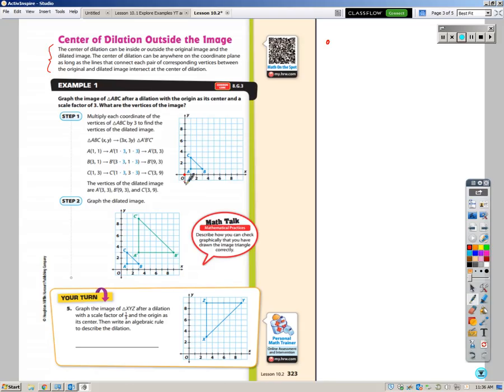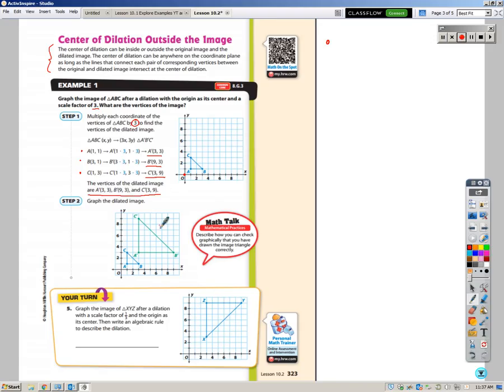But because it's the origin, we can still apply our algebraic rule, right? Where we're multiplying our scale factor by each of our coordinates. In this case, our scale factor is 3. So multiply each coordinate of the vertices of triangle A, B, and C by 3. And that's going to tell us the vertices of our image, right? So here are the coordinates of our original. We multiply each of those by 3, and it gives us the coordinates of our image, of our dilation, right? We know it's going to be an enlargement because our scale factor is greater than 1. So the vertices of our dilation are listed here.